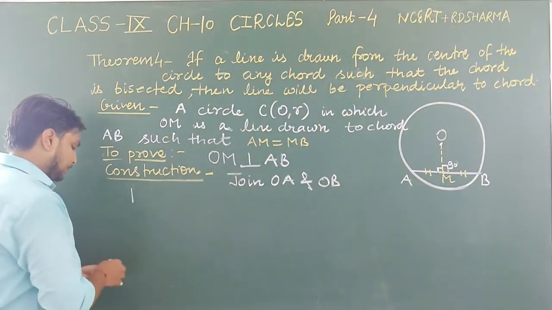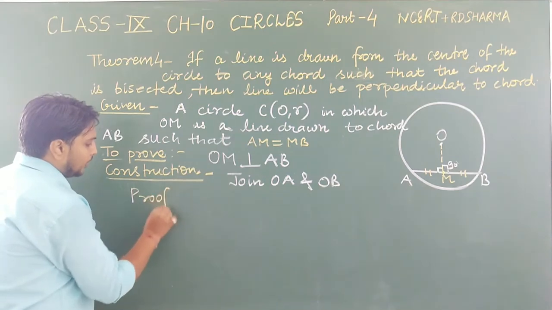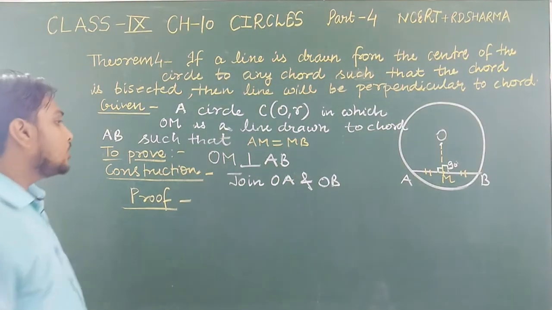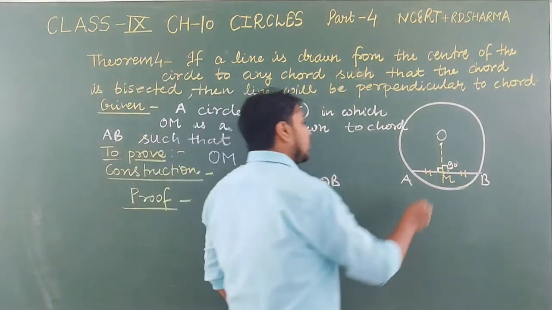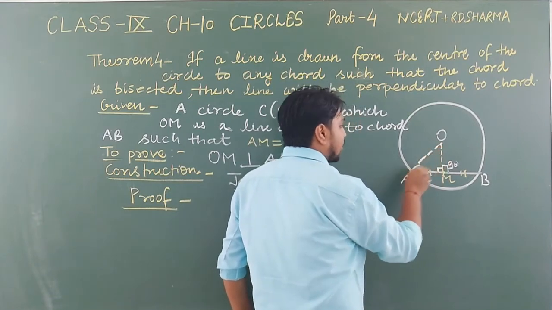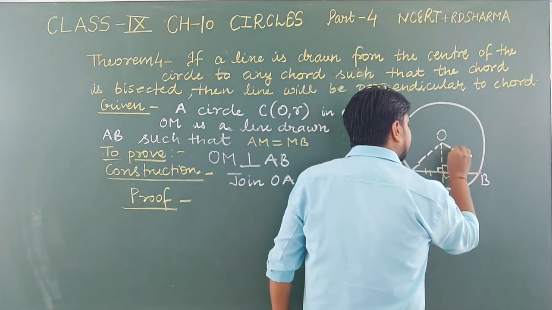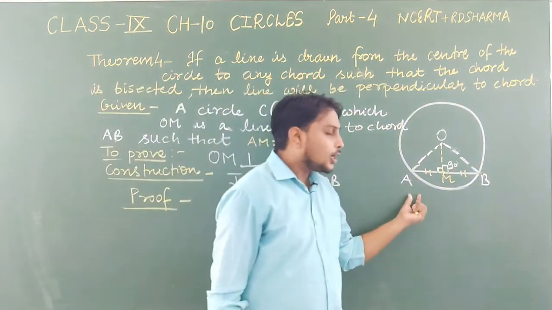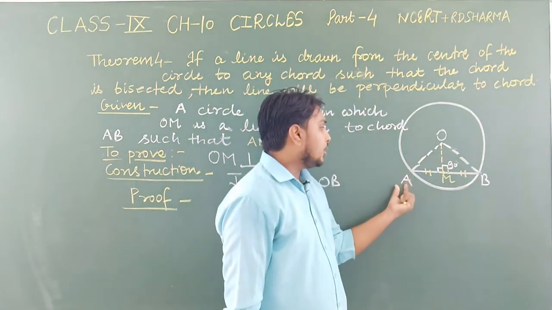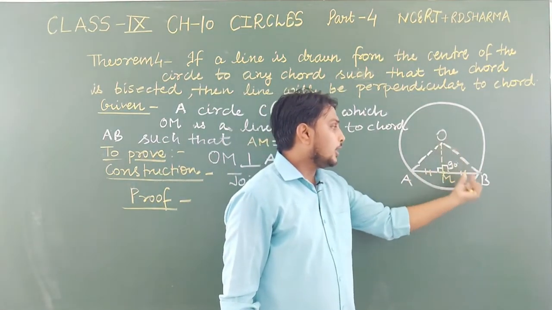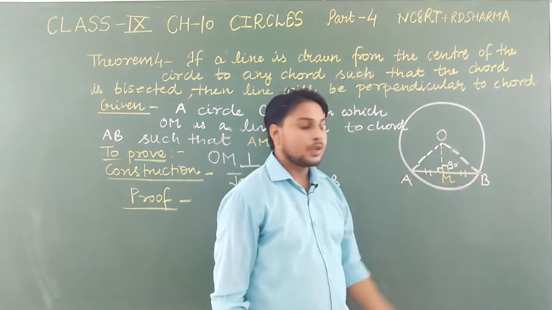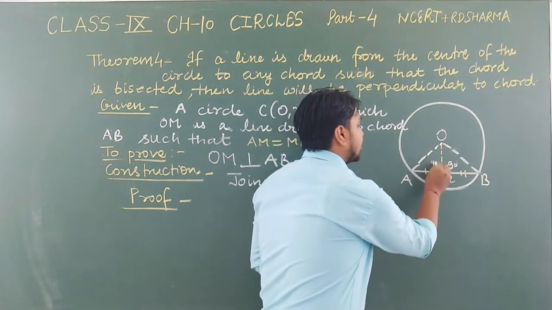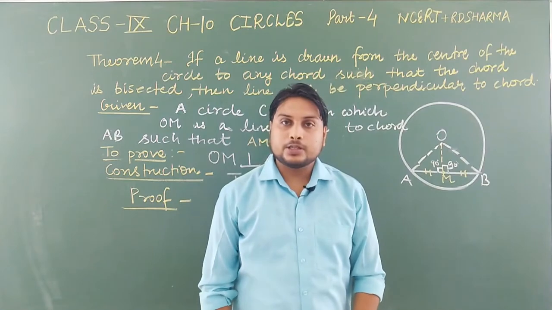Now in the proof part, what will we write? How will we prove it? Let us see. Students, if we have joined OA and OB, here you are getting two triangles. The one is triangle AMO and the second one is triangle BMO. We have to prove that these angles are of 90 degrees. How will we prove it, students?